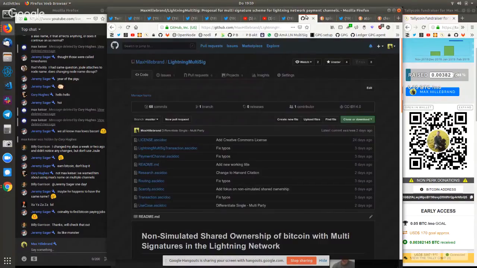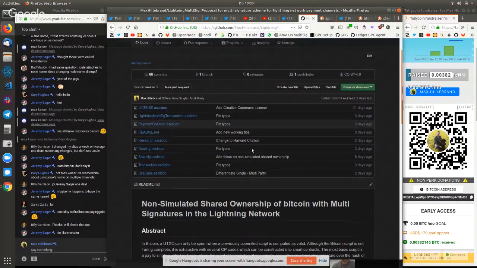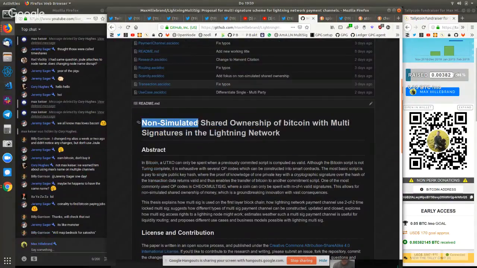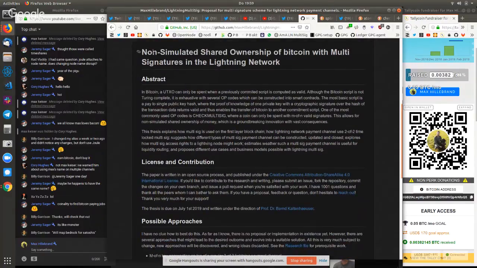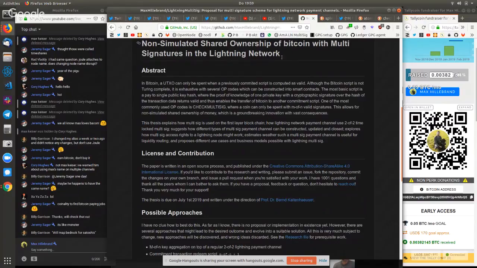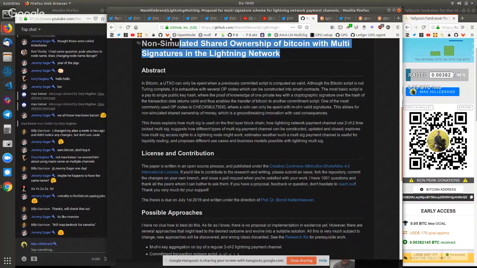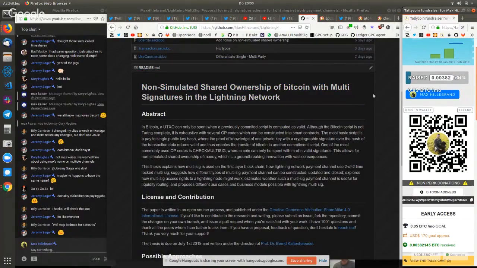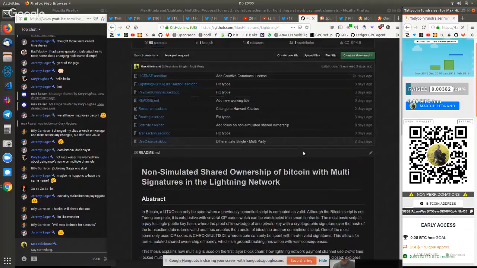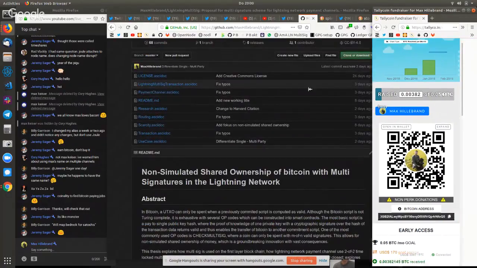Check out my GitHub. Here's my bachelor thesis on non-custodial shared ownership of Bitcoin with multi-signatures in the Lightning Network. So basically, how can we make sure that 2 out of 3, Alice, Bob, and Charlie, need to agree before they can spend money on the Lightning Network? Quite a compelling question, and I'm writing a little thesis on it, and hopefully we can integrate it. It's interesting, so if you want to check it out, please feel free to issue a pull request on GitHub.